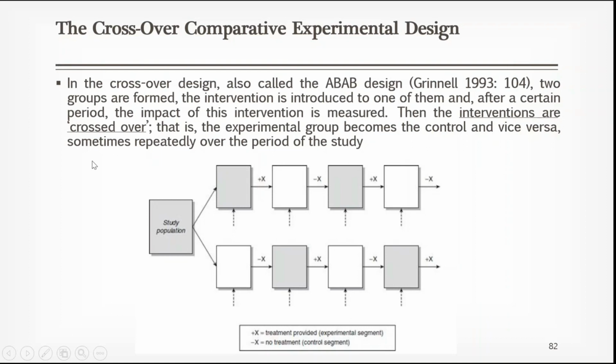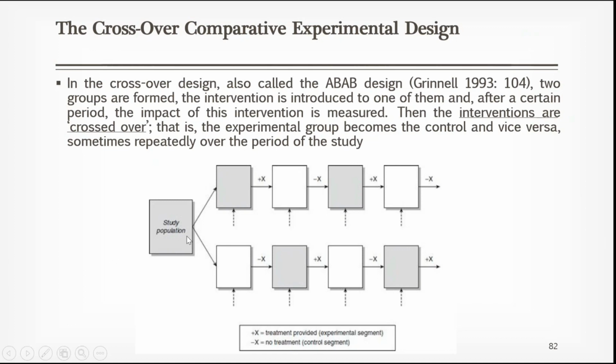Now, how is this conducted? You have a study population. You will divide this study population into two groups, group A and group B. You will not label them as experimental and control group, because keeping a control group is not ethical in this case. So what will you do? Both are your test groups. So test group A and test group B, or experimental group A and experimental group B.